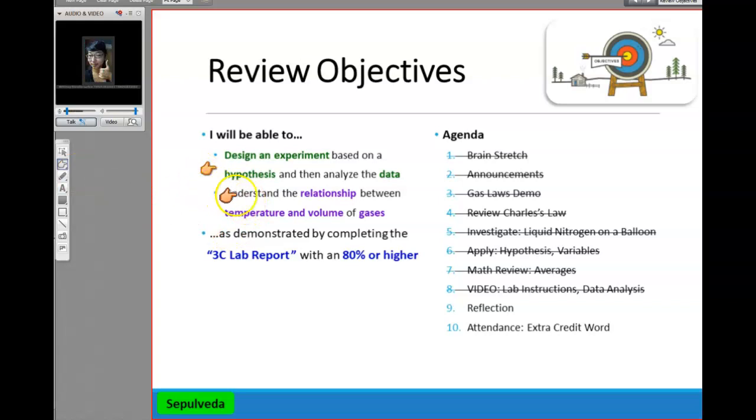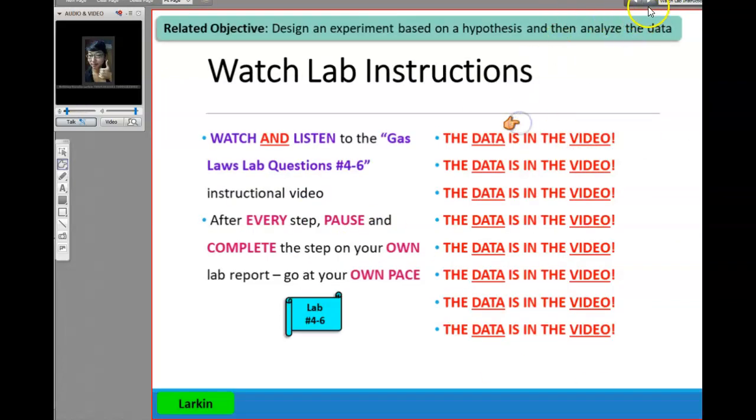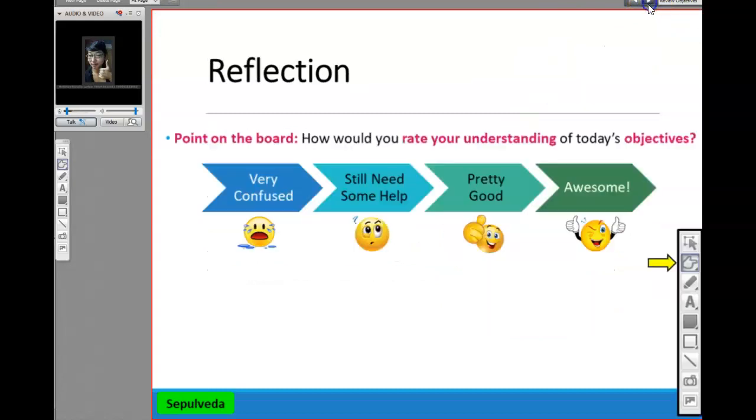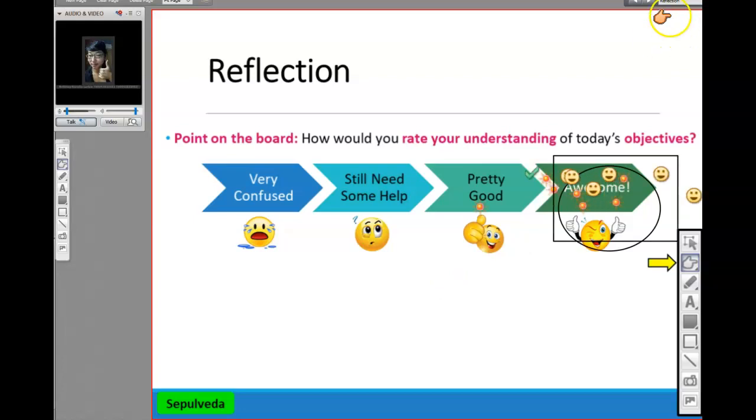We talked about how to design an experiment, make a hypothesis, and analyze the data. We talked about how temperature and volume are related. And again, you should definitely get an 80% or higher because I'm giving you the data in the video. All right. So really quick on the board, how are we feeling about today? About how temperature and volume of gases are related when they're in a balloon, which keeps constant pressure because it's stretchy. Perfect.